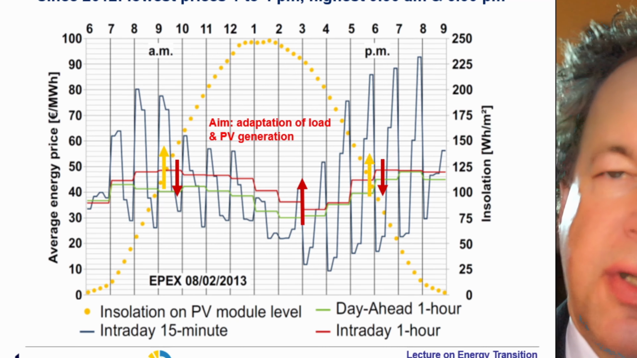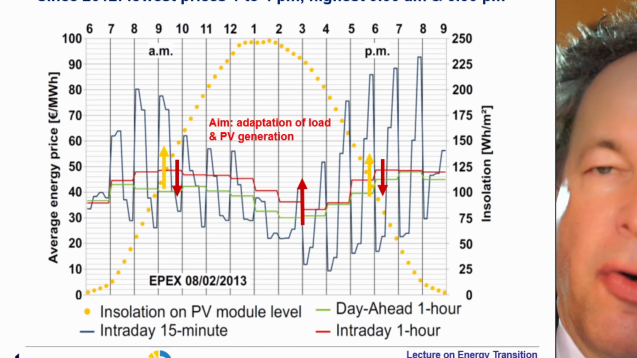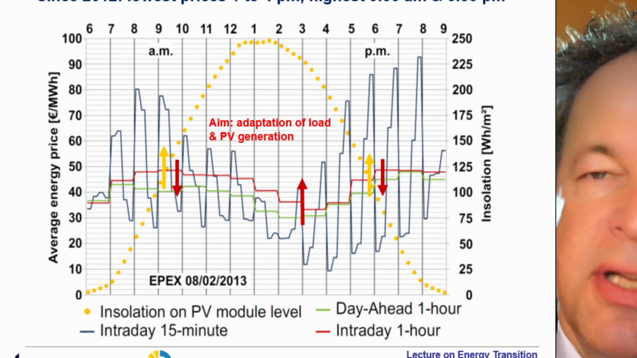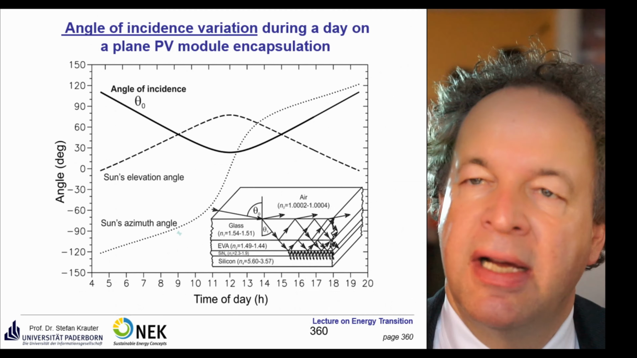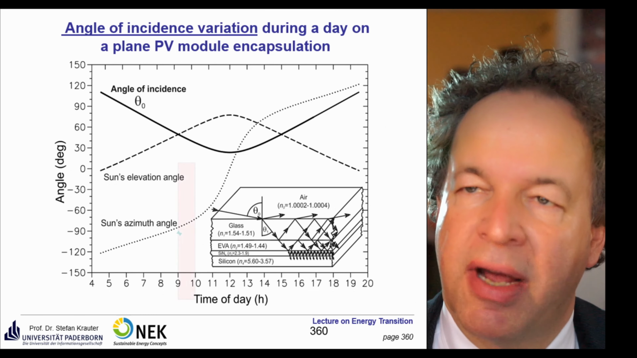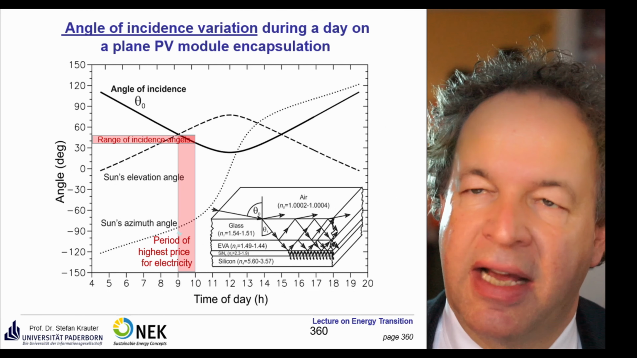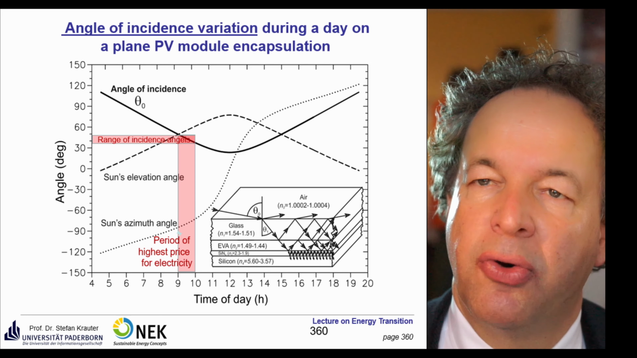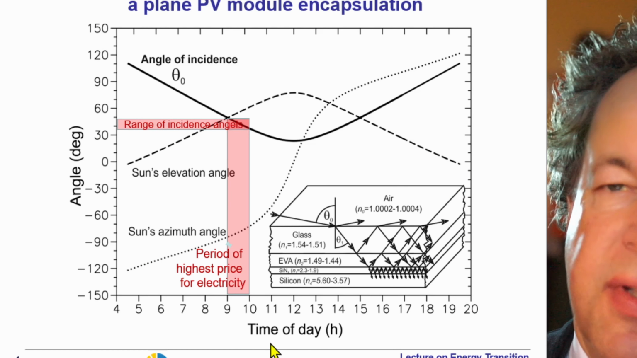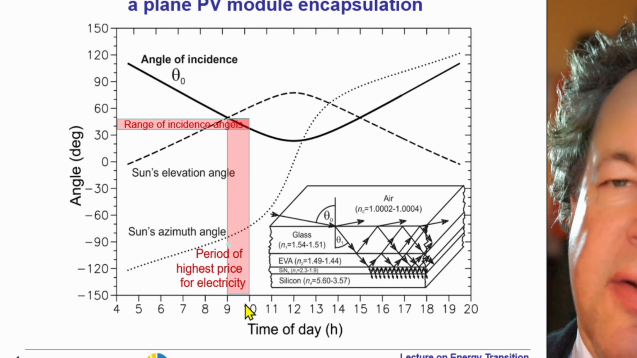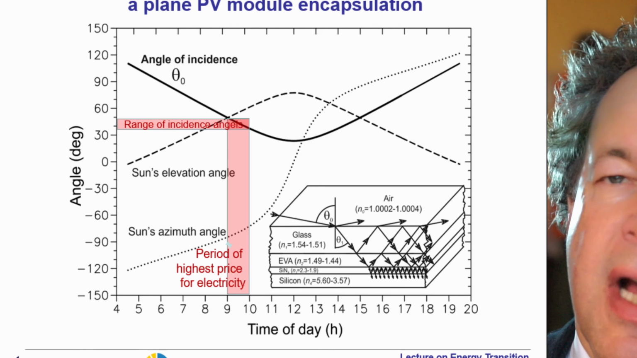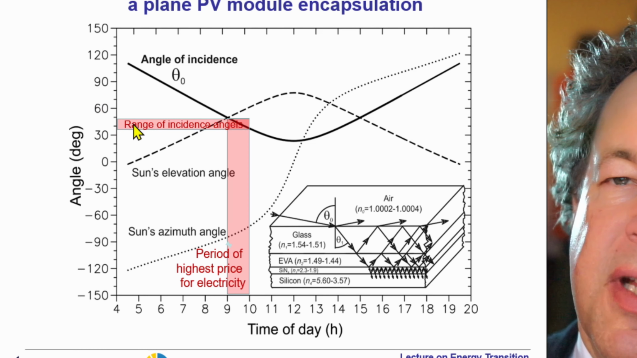Nowadays we should think about that. In order to avoid high prices in the morning and the evening, we should produce more solar power in the morning and in the evening. And this you can do by tracking or by angular selective coating. You see here the price by time of day between 9 and 10. We have the period with the highest price of electricity. And this is equivalent to a south-oriented module with an incidence angle in the vicinity of 40 degrees.